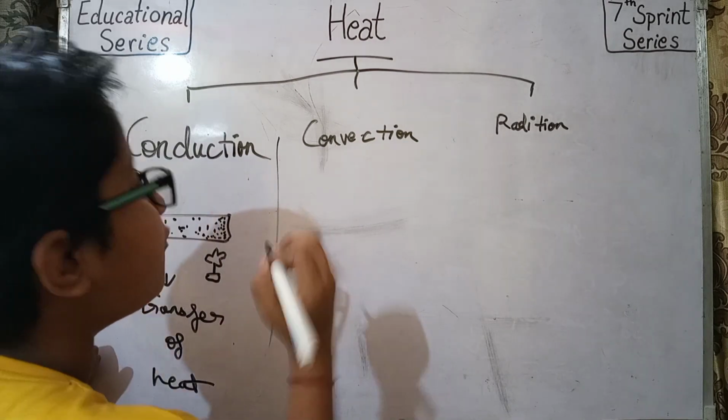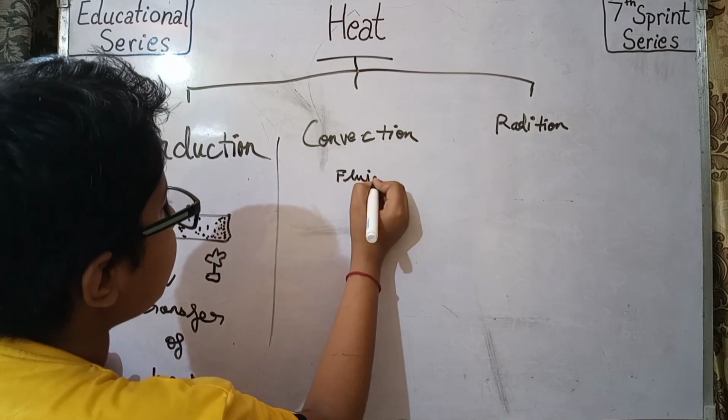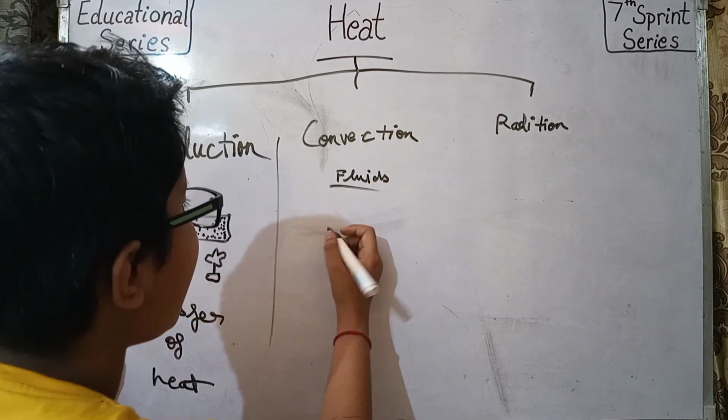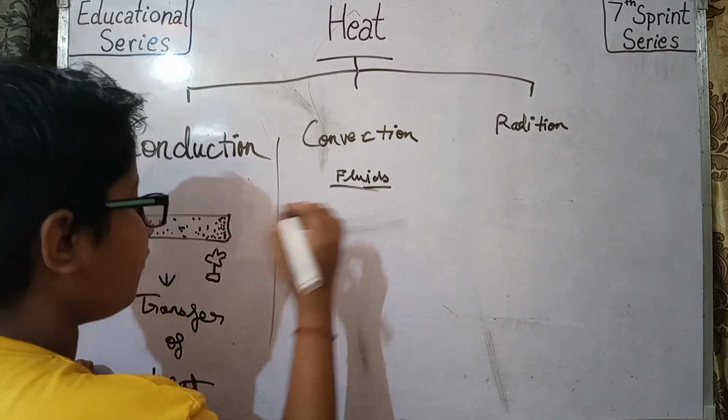Okay. Now let's see convection. Convection happens in fluids. Now what are fluids? Fluids are those which can flow. What can flow? Water and gas. So this happens only in fluids, in water and gas.